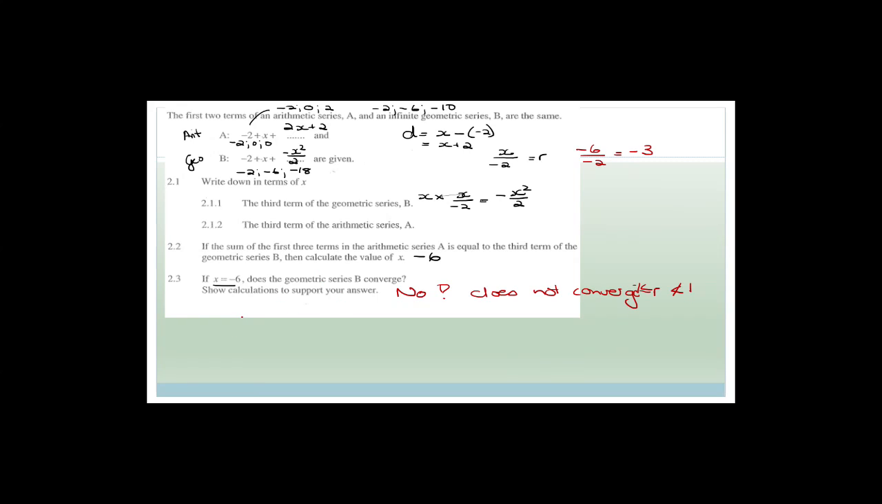So what you could do is try and show how the sum is getting bigger and bigger and bigger. Basically, if it does converge, then the sum to infinity will become a specific number. But if you take a sum of a specific number of terms, for example, the sum of the first term is just minus 2. The sum of the second term is minus 2 minus 6, which is minus 8. The sum of the third term is minus 8 minus 18, which is minus 26. So do you see that the number is getting bigger and bigger? It's not getting closer and closer to a specific number. So therefore, we can say, no, it definitely does not converge.